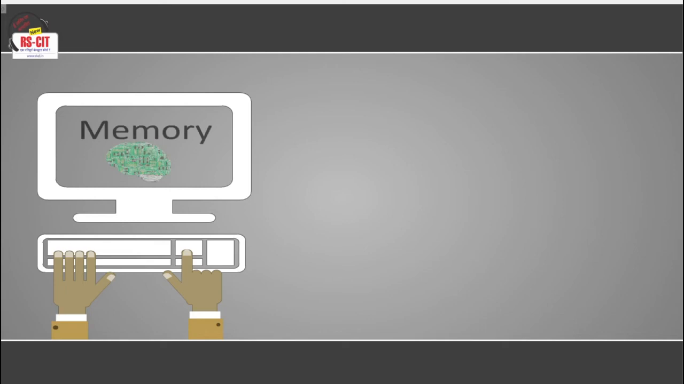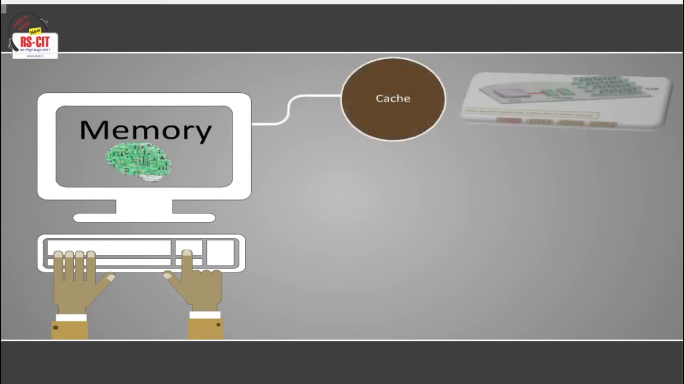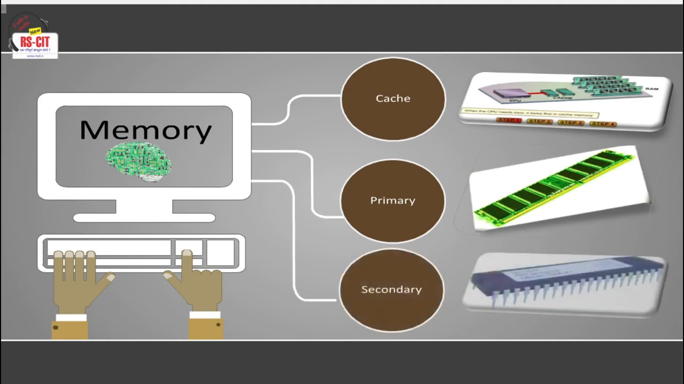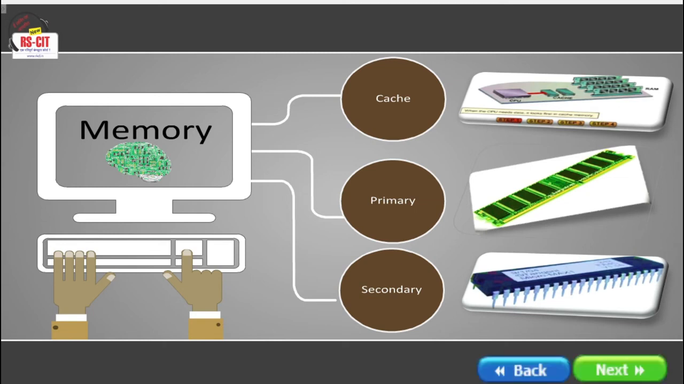Computer memory is just like a human brain. It is used to store data and information. Computer memory is the storage space where data and instructions which are to be processed are kept. Memory is primarily of three types: cache memory, primary memory or main memory, and secondary memory.